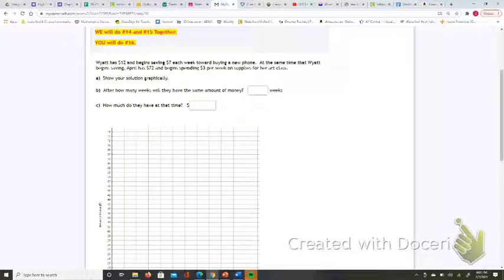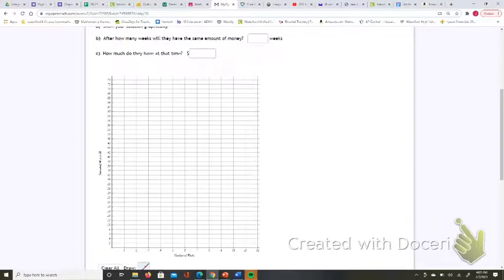Okay, so let's start with Wyatt. Wyatt has $12 and begins saving $7 each week toward buying a new phone. So he has $12. So we're going to go to the $12. Now, it says that he starts saving $7 per week. So we have to count $7 up. So 1, 2, 3, 4, 5, 6, 7. And then over 1 week, and we put a dot.